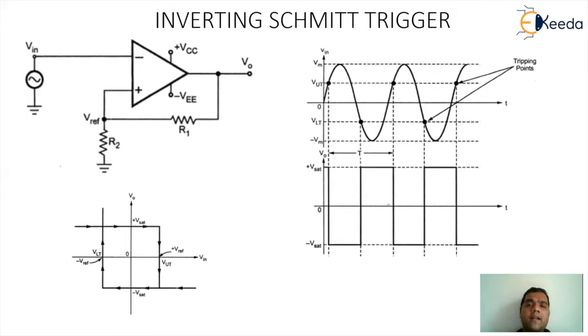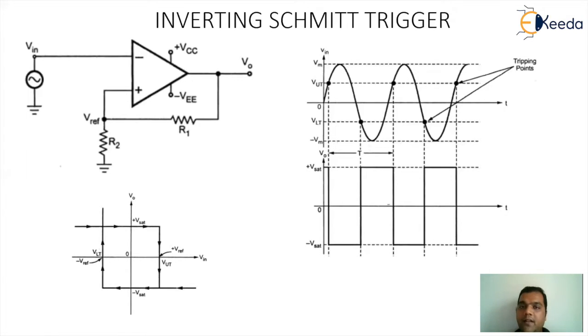So when you look at the operation carefully, suppose I assume that under the initial situation, the output of the op-amp is going to be plus Vsat and hence the reference voltage is going to be positive, which is VUT, defined as the upper threshold. Once I start my input signal and it starts rising, and once the input crosses the upper threshold, the potential of the minus pin will become greater than plus, and automatically the output of the op-amp will switch from plus Vsat to minus Vsat.